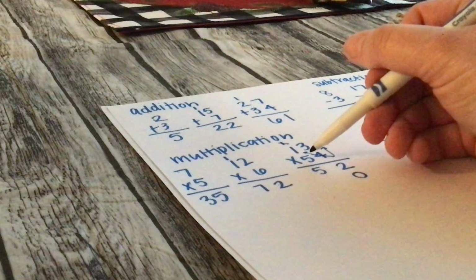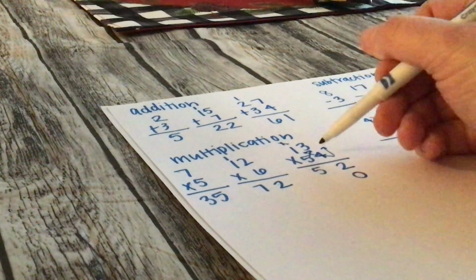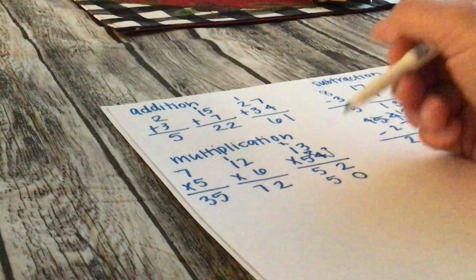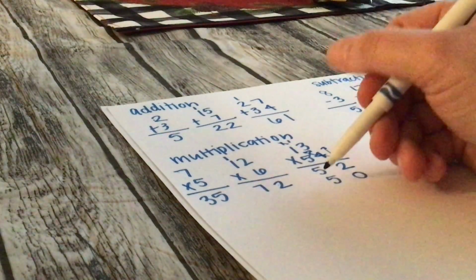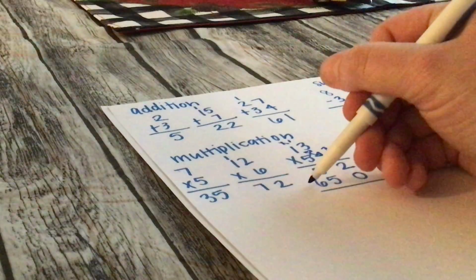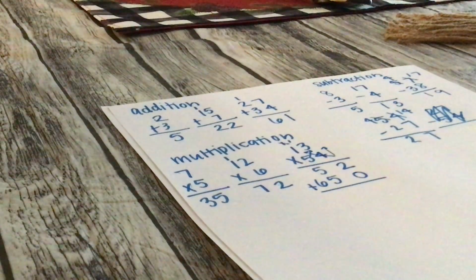Now we go from the left to the right. So 5 times 3 is 15. We put a 5 down. I carry our 1. 5 times 1 is 5, plus 1 is 6. And we're going to be adding because we're multiplying. So now we work from the right to the left. We have 2 plus 0, which would be 2.